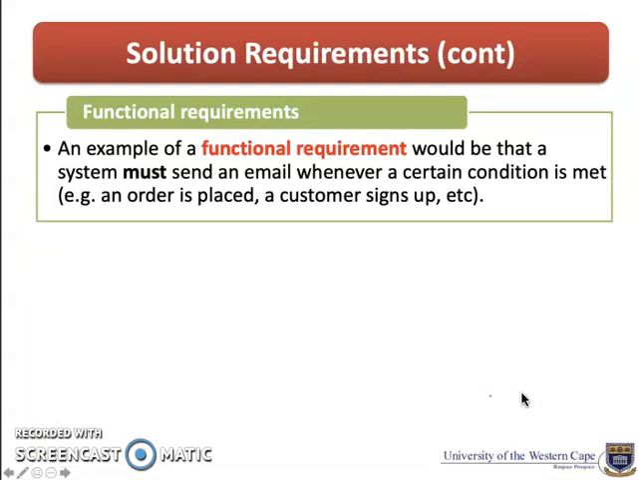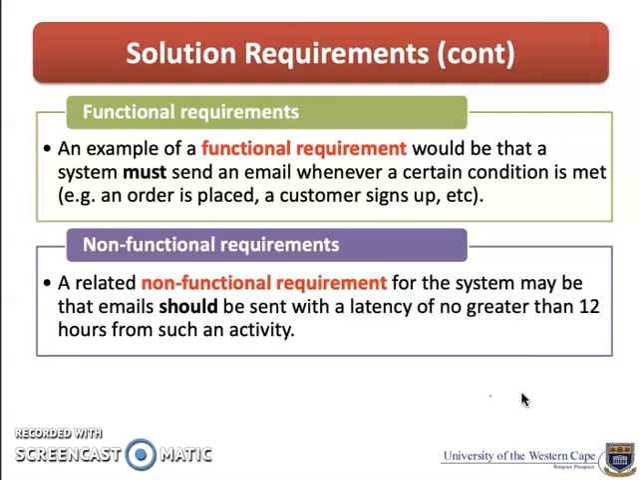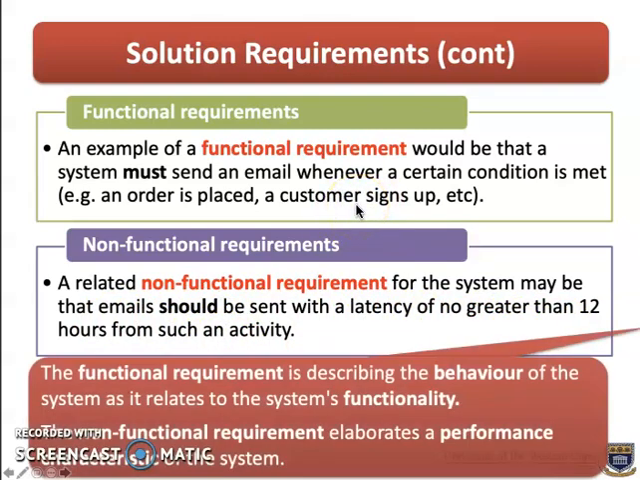An example of a functional requirement would be that a system must send an email whenever a certain condition is met. For example, the customer placed an order, or the customer signed up for a particular form. A related non-functional requirement for that particular functional requirement may be that the system must send emails with a latency of no greater than 12 hours for that particular activity.